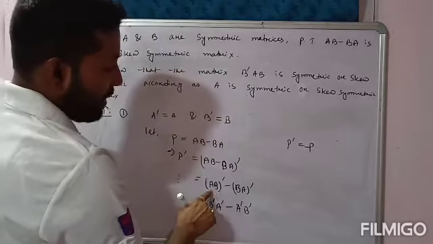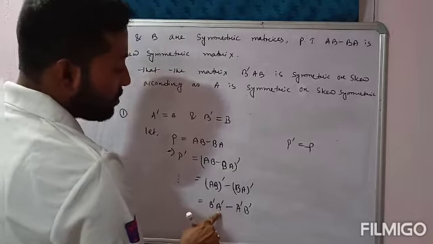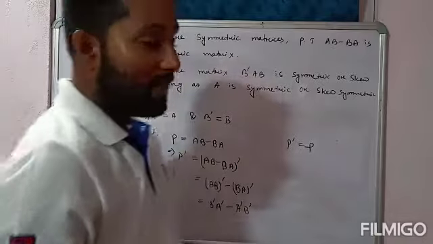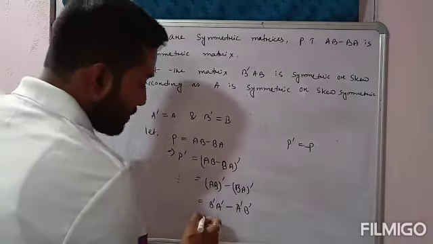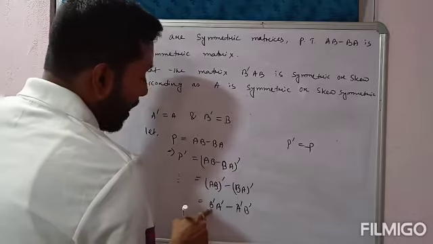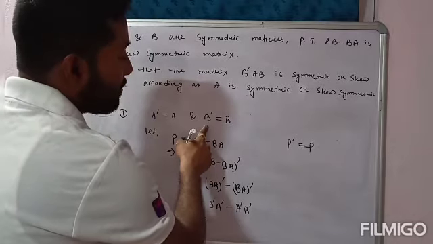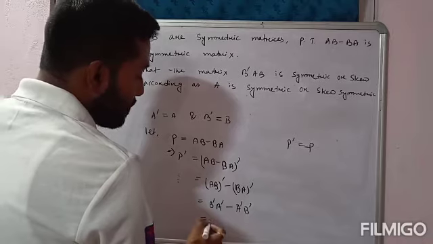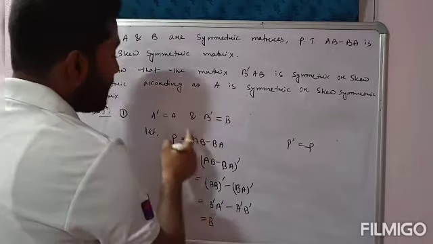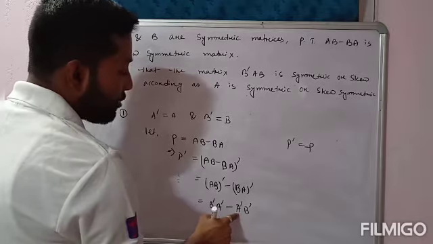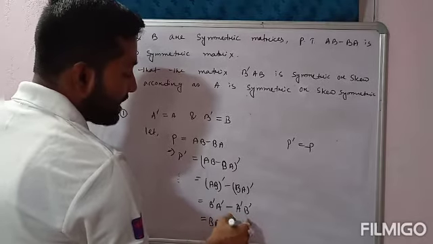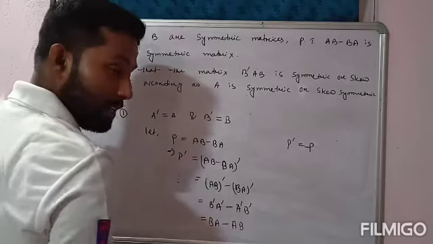Yes or not? If AB whole transpose is B transpose into A transpose, which means BA whole transpose can be written as A transpose into B transpose. This is equal to, what is B transpose? B transpose is equal to B. So B transpose can be replaced by B. Similarly, A transpose can be replaced by A minus, again A transpose can be replaced by A, whereas B transpose can be replaced by B.